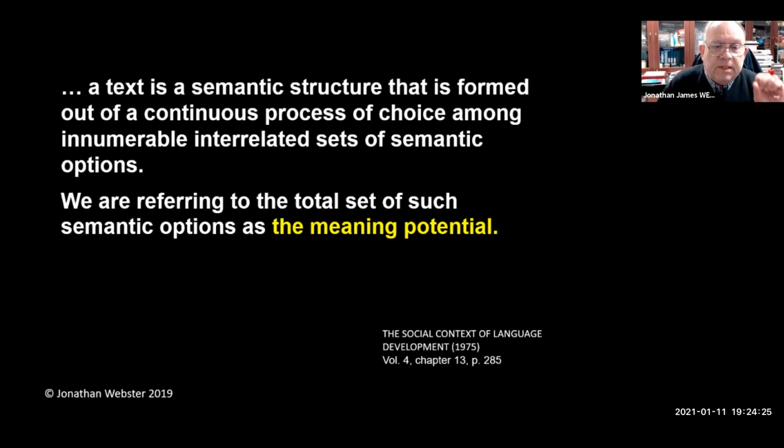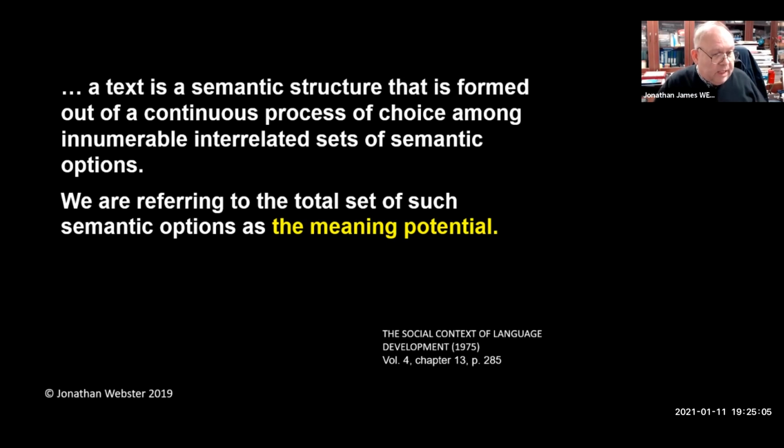Halliday says this: a text is a semantic structure. It's meaning. It makes meaning, okay? It is formed out of a continuous process of choice among innumerable, you can't count them, but interrelated sets of semantic options. There is an infinity to language, okay? You can't count them. They're not finite. It's not limited. There are innumerable but interrelated sets of semantic options.